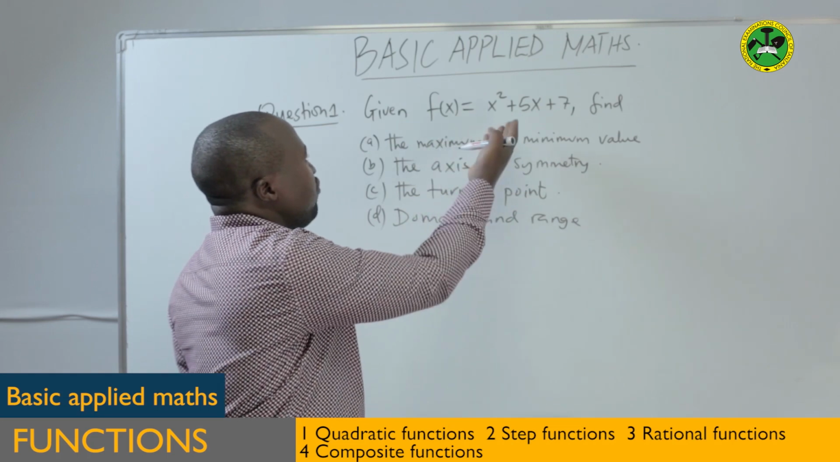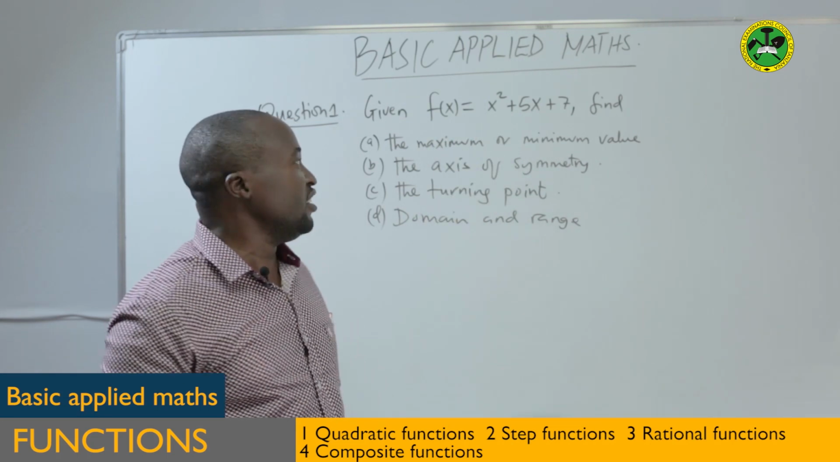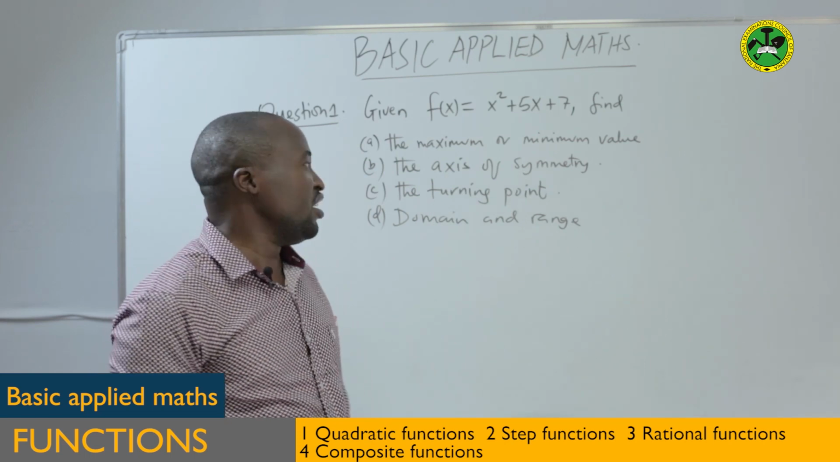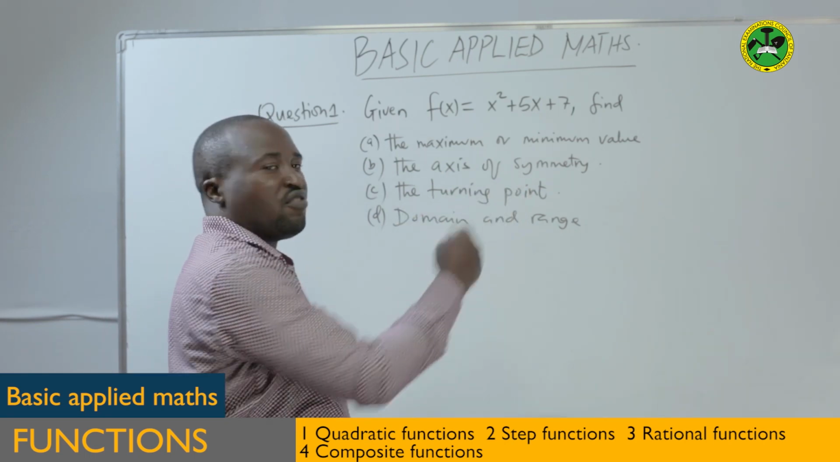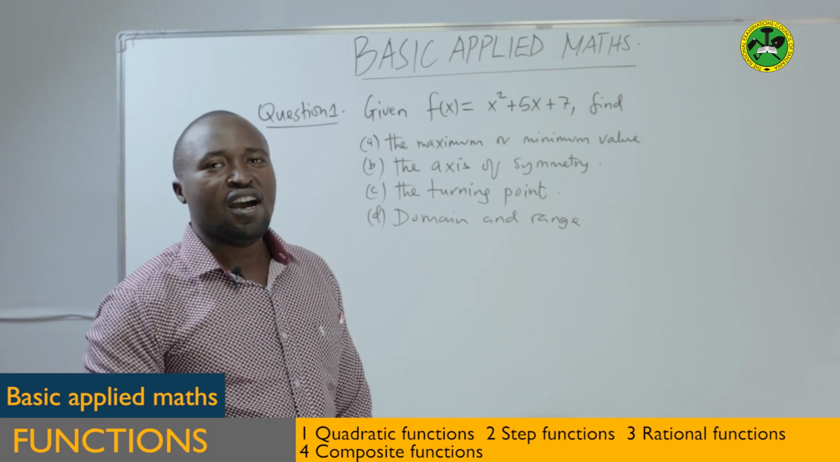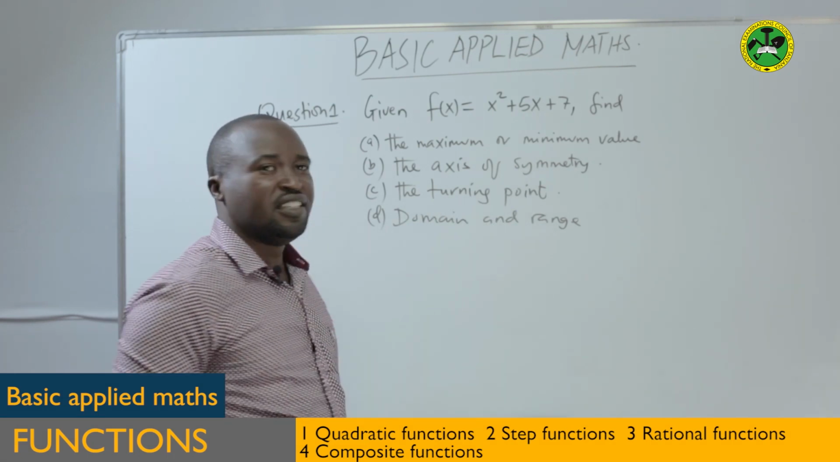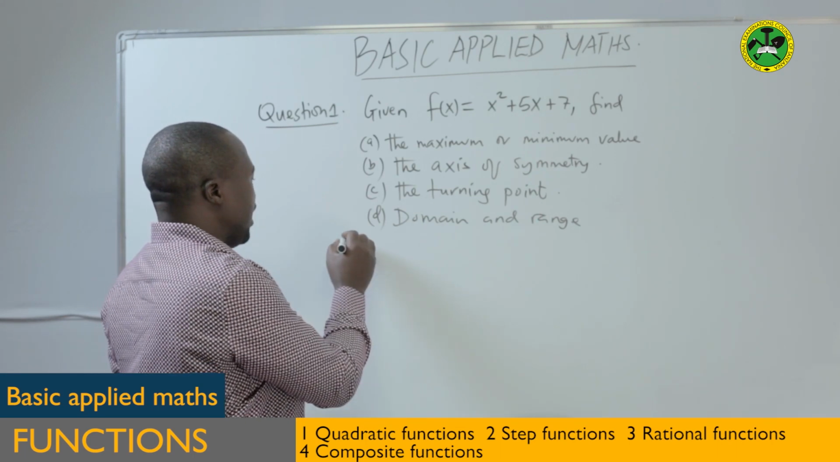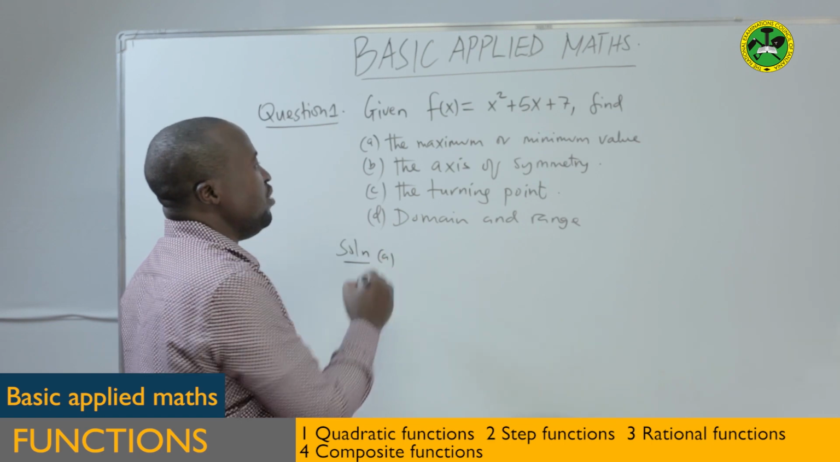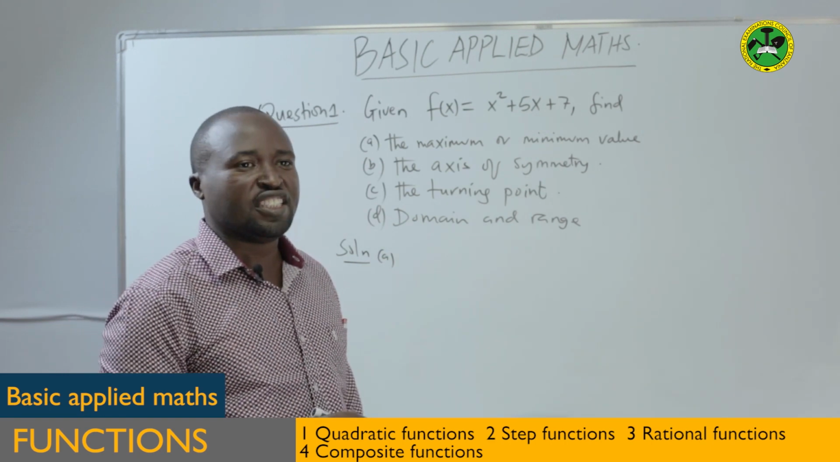Now that is our question. We have the function f of x, that is a quadratic function. Then we are supposed to find the maximum or minimum value, then the axis of symmetry, then we have the turning point, and then to wind up with the domain and range. Now, my dear student, how do you find the maximum or minimum value for the given quadratic function?